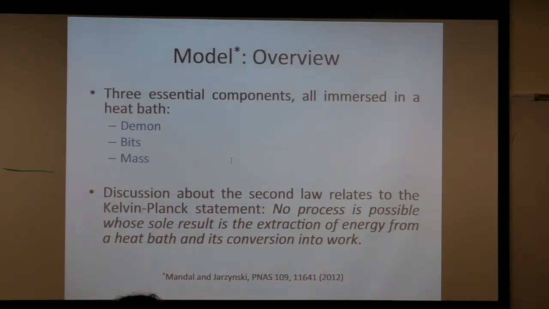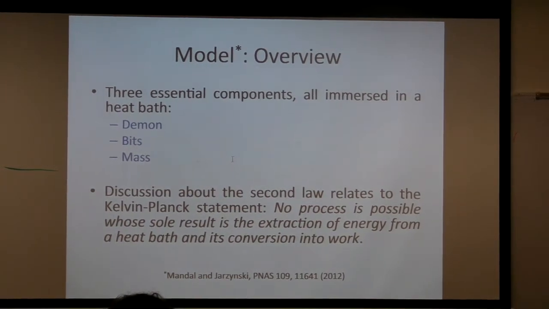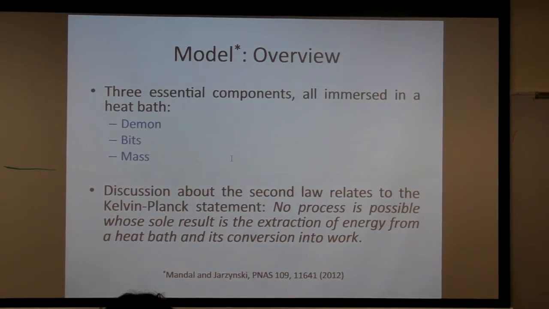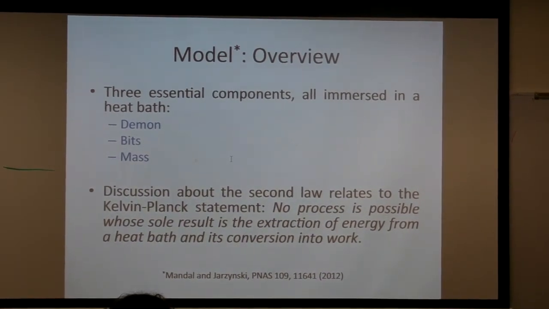So what's the model? The model consists of basically three components. There's a demon. So it's not an intelligent being anymore. It's a physical system, which we call the demon. And then there will be some bits. Bits are basically just computer bits, regular bits. These will be two-state systems on which I can store or erase information. And there will be a mass attached to the demon so that we can do work by raising it or lowering it.